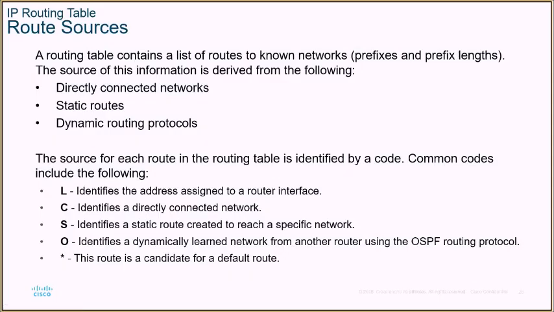All right, so routing sources. A routing table contains a list of routes to known networks, prefixes and prefix lengths. The source of this information is derived either from being directly connected, static routes, or dynamic routing protocols. Now, when you look at the routing table, the first character tells you where that route came from. L identifies the address assigned to the local router interface. C means the directly connected network. S means static. Some other letter normally means a routing protocol. And a star means that this route is a candidate to be a default route.